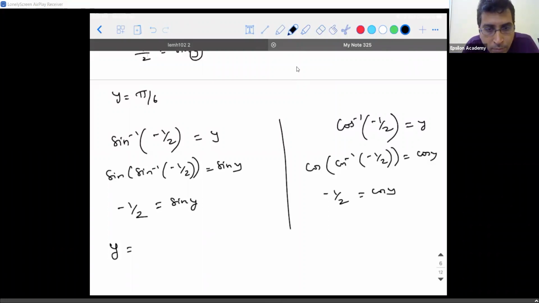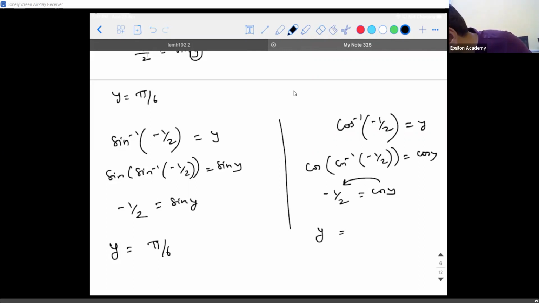Pi by 6, sir. Pi by 6 is right. So y is equal to pi by 6. Correct? Similarly, cos y is equal to minus half. I'll forget about minus. I'll find what is the value of y for which I get plus half. How much? Pi by 3. Okay, y is equal to pi by 3, write it here.